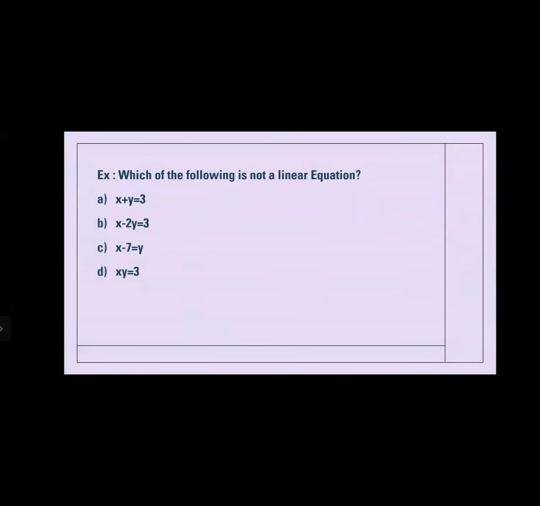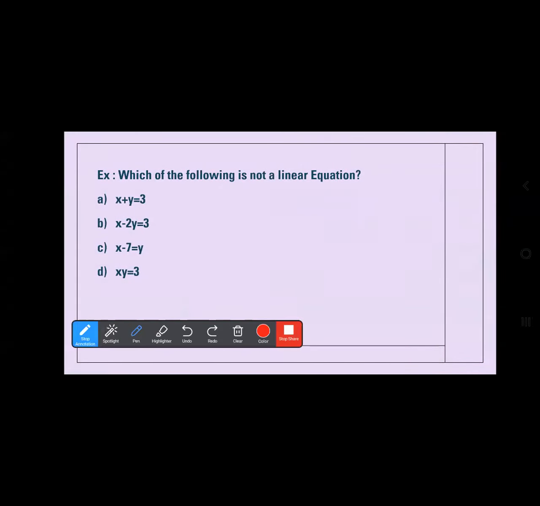Now here is another different type of question. You will not see it in your textbook, because it may be what you have learned today. Which of the following is not a linear equation? And this question is based on the general form. What is the general form? ax plus by plus c is equal to 0. This is the general form or the standard form.